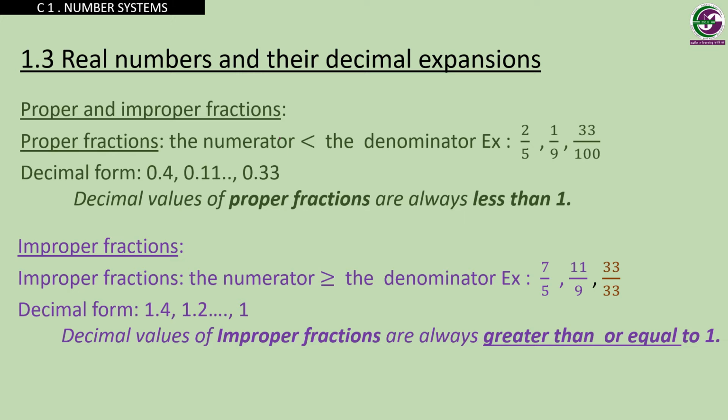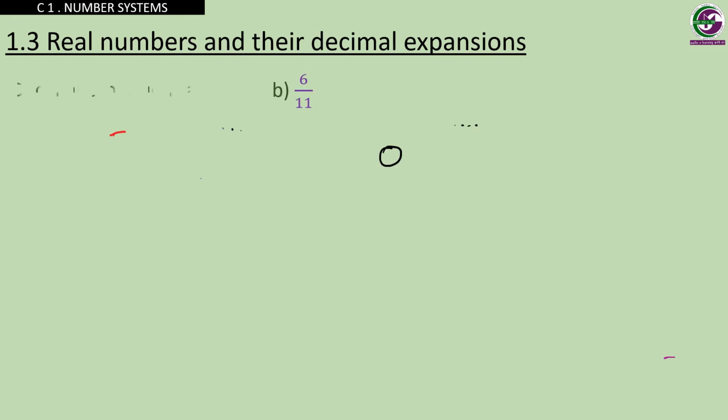And see the decimal expansion, 1.4, 1.2 and it continues, and then the last one is 1. These are all examples of improper fractions, and we can conclude that the values of improper fractions are always greater than or equal to 1. Now let us see how to find the decimal form of a fraction.